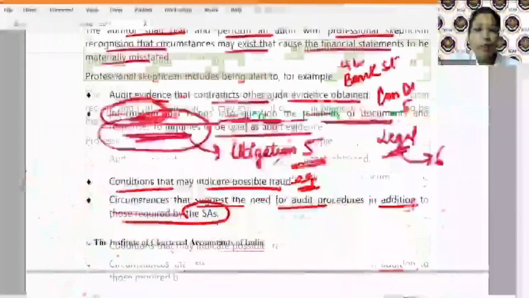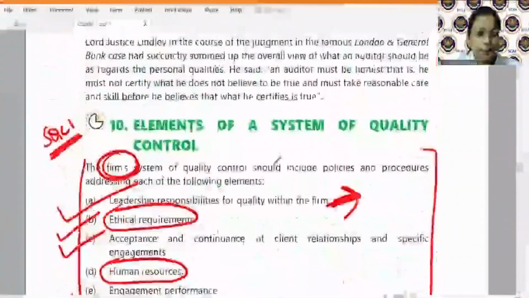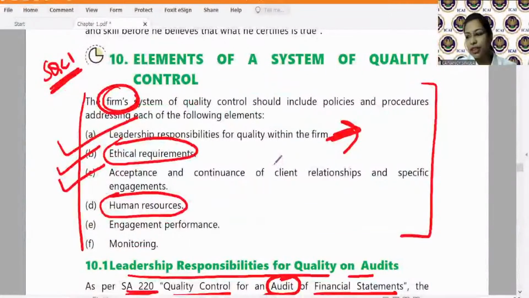Okay? So, with this, we have done a very important topic of what? Elements of a system of quality control. So, Briksha, send in the paragraph, the point that you want me to explain in English again.